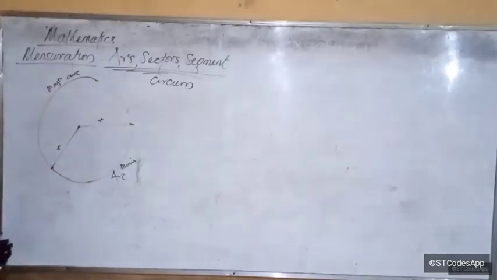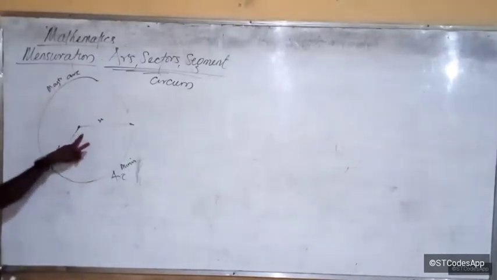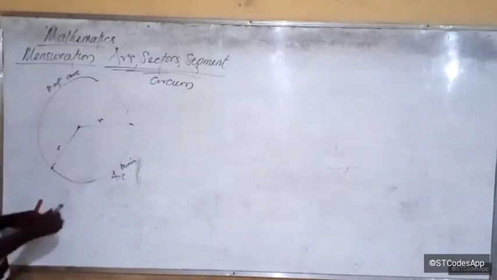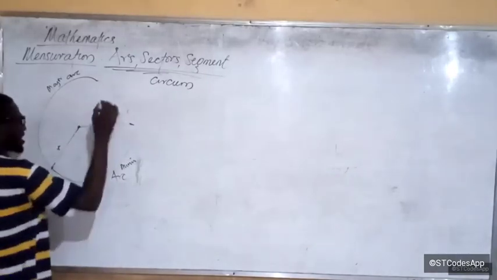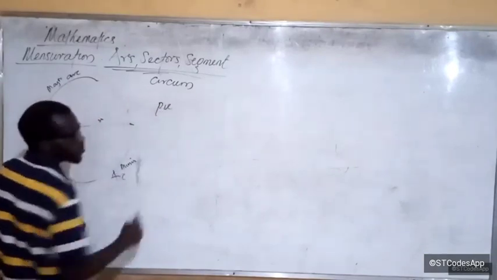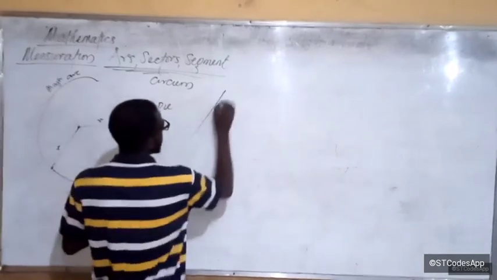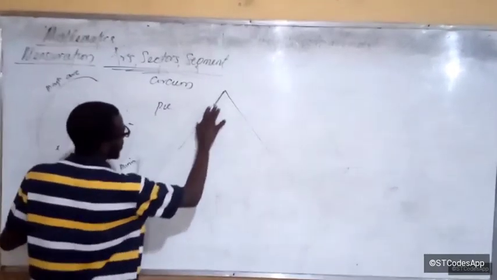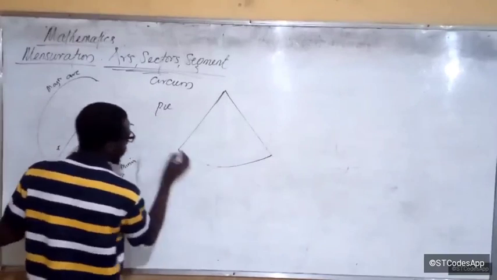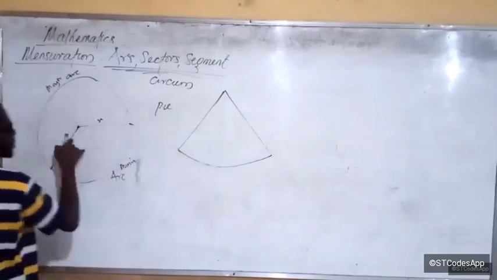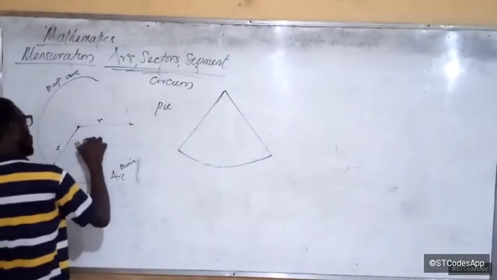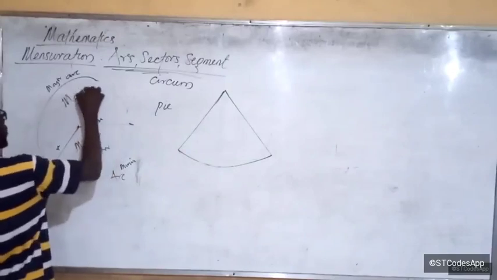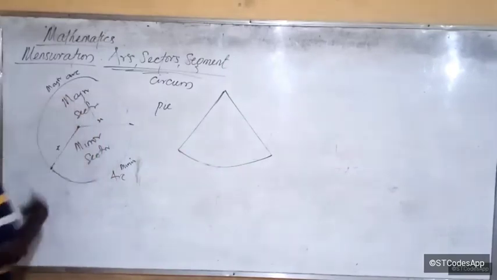Now, if the arc is traced back to the center to form two radii, it is going to give rise to what is called a sector. So a sector is the pie shape that you form. So when you form this shape, this is called a sector of the circle. This will be called the minor sector, and this will be called what? The major sector. Is that okay?